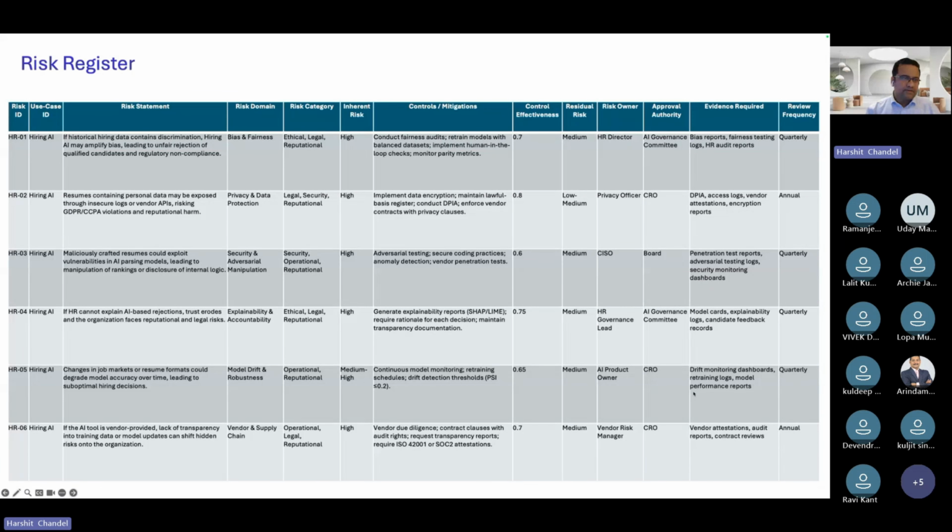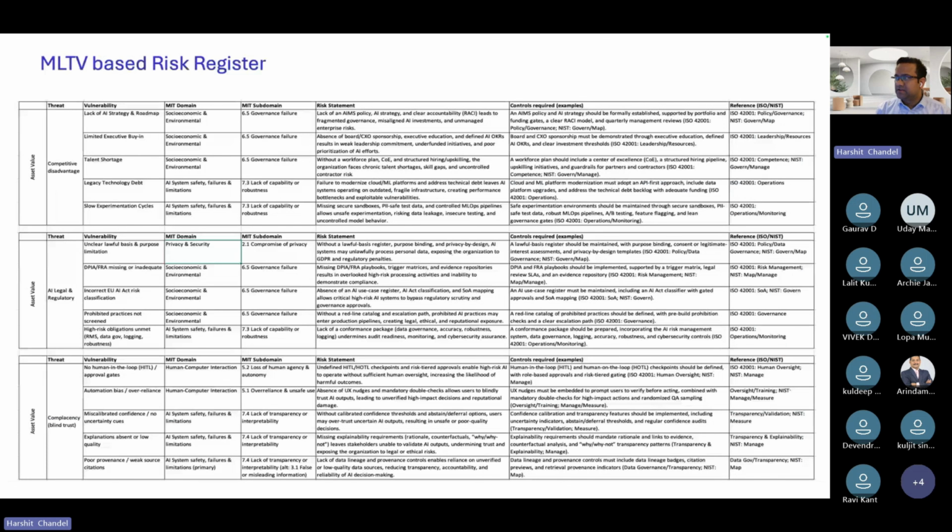This is an illustrative example of what I think a reasonable risk register would look like. Risk ID, use cases, risk statements, risk domain, risk category, inherent risk, control mitigation, control effectiveness. The formulas can vary depending upon the organization's methodology, what standards you're trying to leverage, etc. Residual risk, risk owner, approving authority, evidence required, and review frequency. MIT-based research. The reason I have quoted the MIT domain is just for reference purposes.